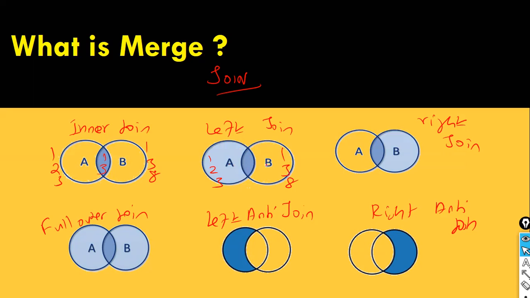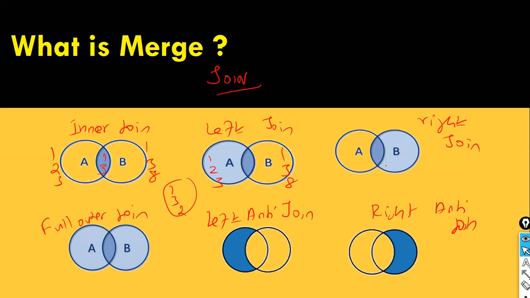What is the common value between these two tables? 1 and 3. Common values between these two, and then the remaining value. What is the remaining value? 2. So 1, 3, 2. The matching values between these two tables, and then the rest of the values from the left side table will get selected in the case of left outer join.